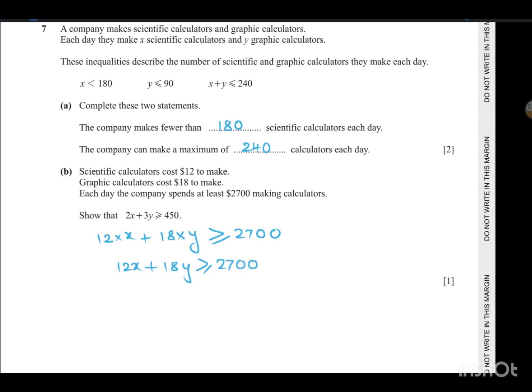Simplifying this, if I divide each term by 6, 12x divided by 6 is 2x, 18y divided by 6 is 3y, and 2,700 divided by 6 is 450. That means I am taking 6 common. So finally my inequality will be 2x plus 3y greater than or equal to 450. This is done.